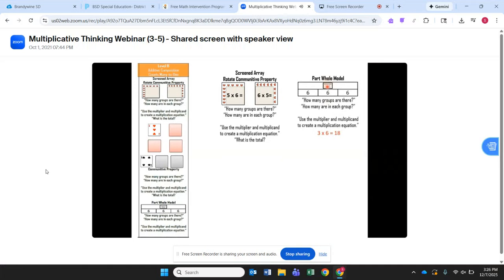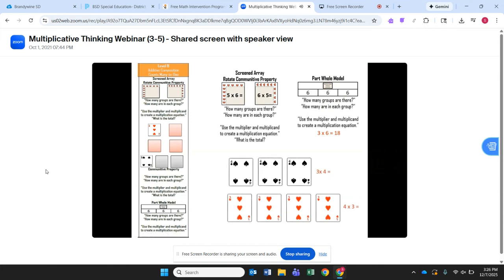They worked with the part-whole model at level A. Now we've actually covered up the answer. They have to focus on the groups and the number in each group, and then give us the total and write an equation. When working on the commutative property with cards, you can give them 3 4s, which would be 3 groups of 4, or 4 3s. What's great about the commutative property is that when you use an array, all you have to do is rotate it. This is really easy for them to understand.